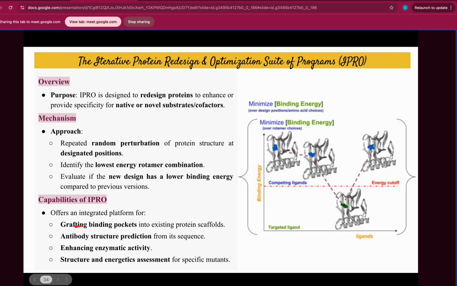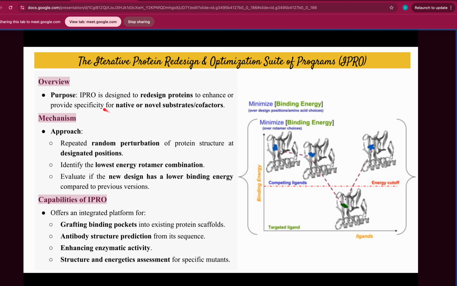The capabilities are that you can graft binding pockets into existing protein scaffolds, antibody structure predictions can be done, you can enhance enzyme activity, and structure and energetic assessment can be done for specific mutants. Perturbation means you are changing the protein, either changing the rotations or changing the mutants.